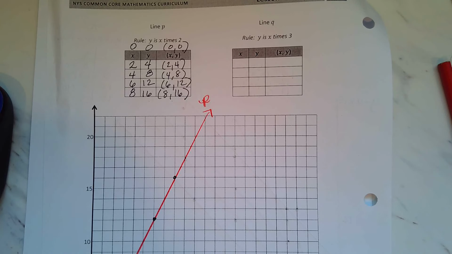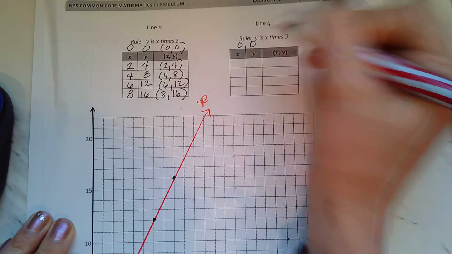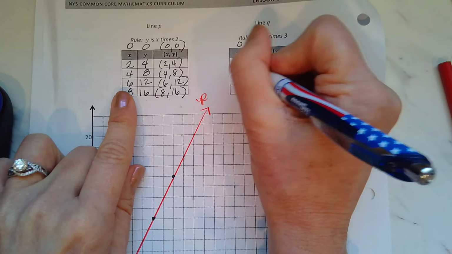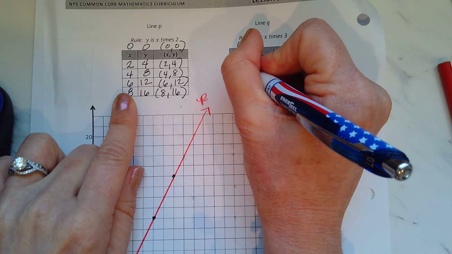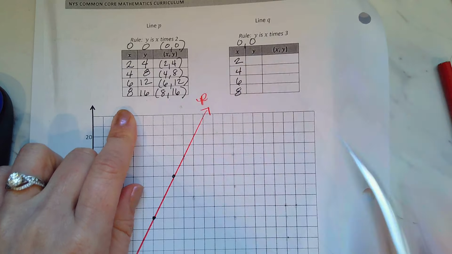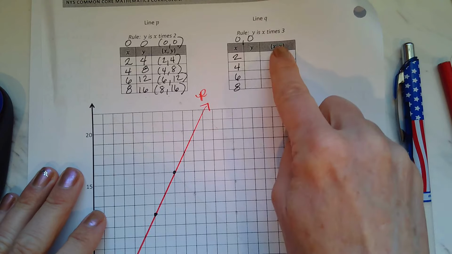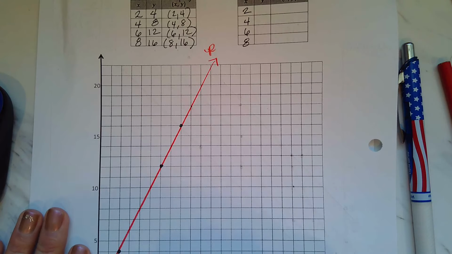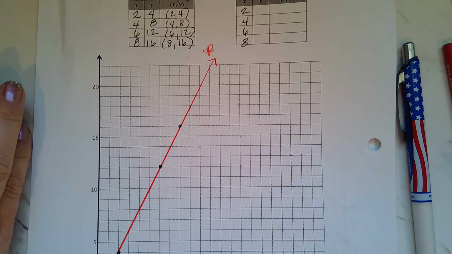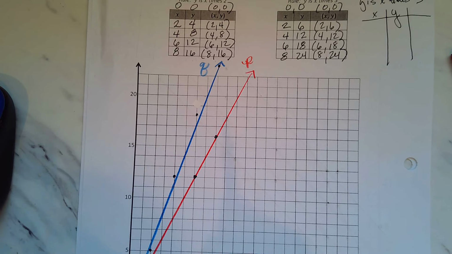Let's go ahead and start with 0, 0 up here. And then let's use the same numbers as this one: 2, 4, 6, 8. You are to go through, find your y coordinate, find your coordinate pair, plot the points, connect the line, and label it line Q. Okay, so let's compare and contrast the rules for line P and Q.